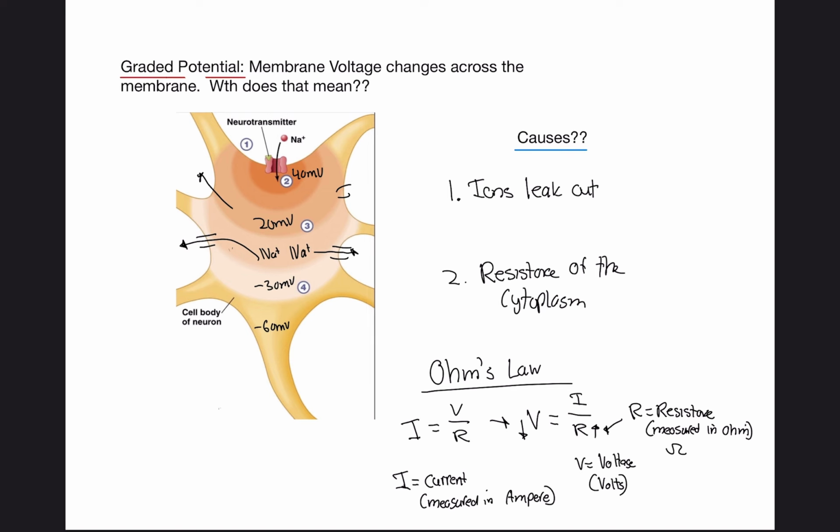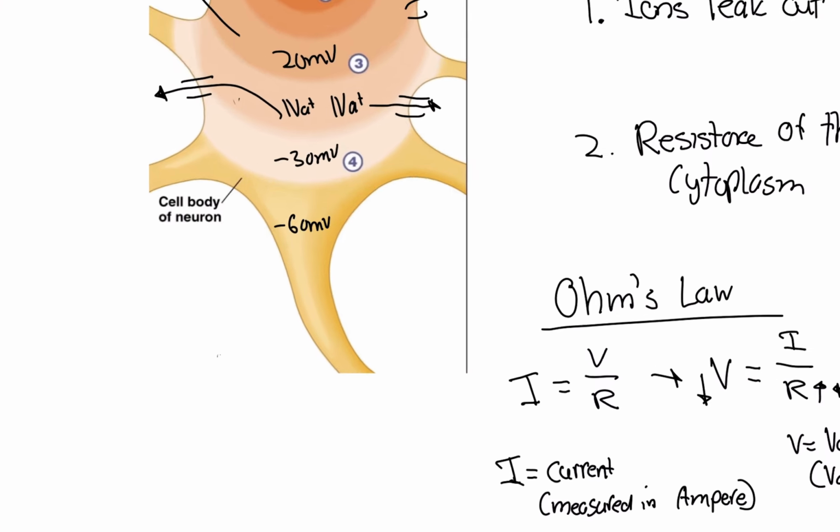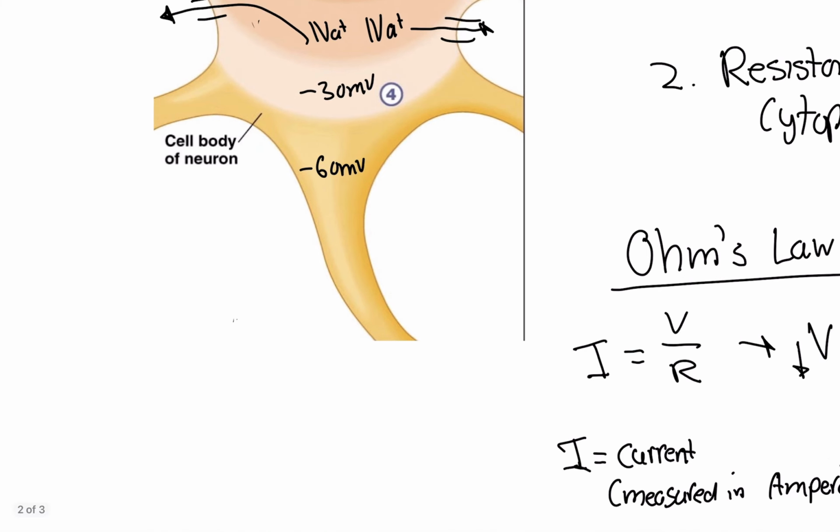So why is this a problem? Why are we learning about this? Well, imagine the axon hillock is right here, and the action potential will go down this way, down the axon. If we're at negative 60 millivolts here, we are not at threshold. Imagine the threshold is at negative 40 millivolts. We're not there yet. We need to reach negative 40 millivolts to actually have an action potential form. So we're not going to have one. The voltage is too low.